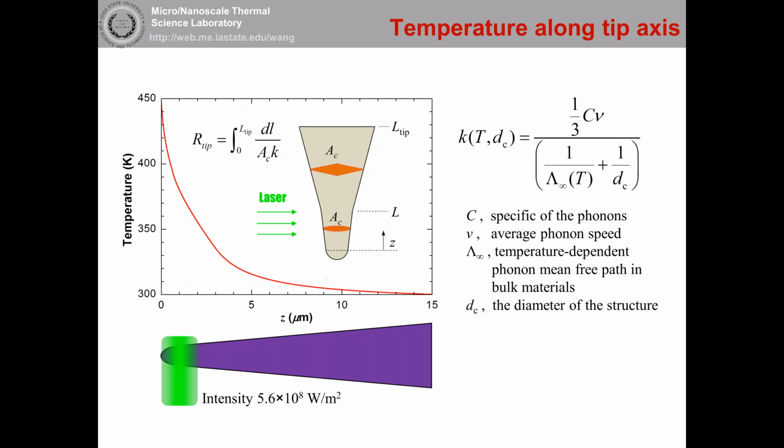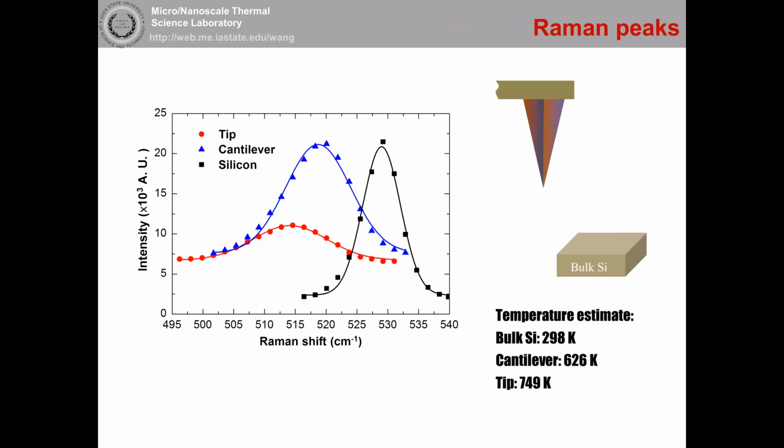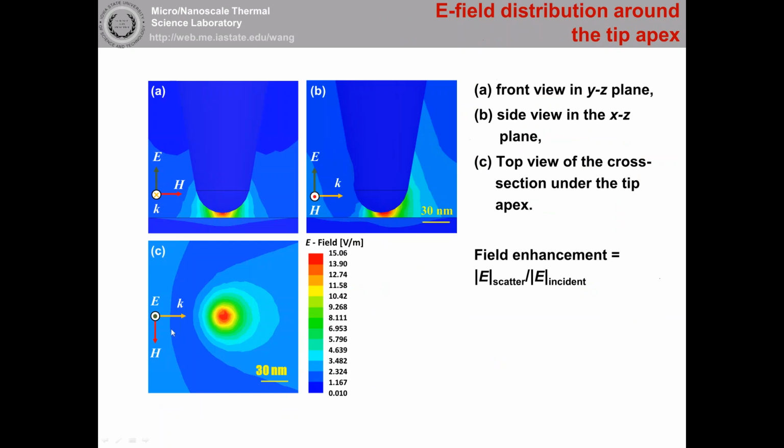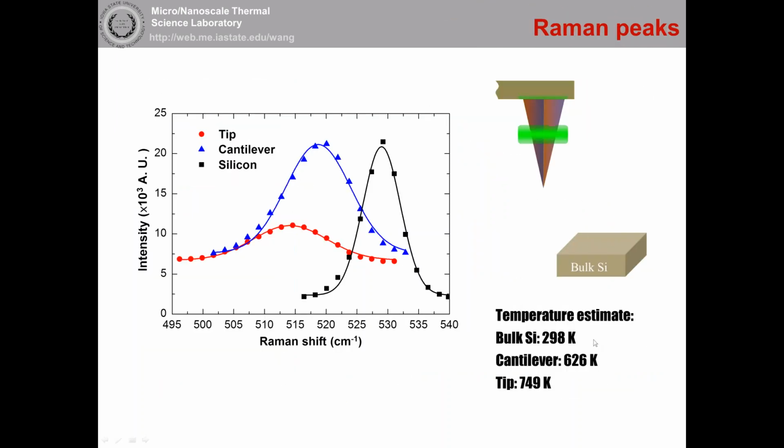In the beginning, for the tip enhanced Raman technique, I said the AFM tip can be heating up. Also, the substrate can be heating up because the laser has a focus here. So the next one is we measure the temperature of the substrate and the laser heating.